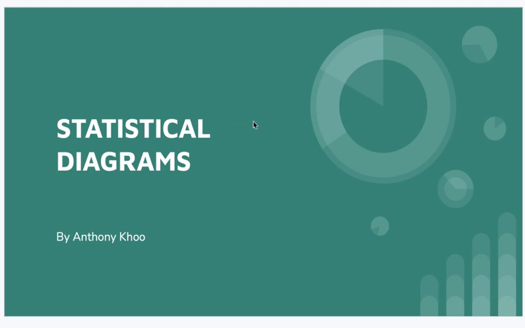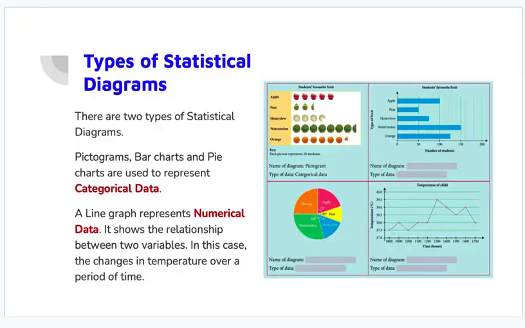This is a lesson on drawing statistical diagrams. In Sec 1, we have seen different types of statistical diagrams. We have the pictogram, the bar chart, pie chart, and the line graph. The first three types of graphs are used to represent categorical data, which means data which have many categories.